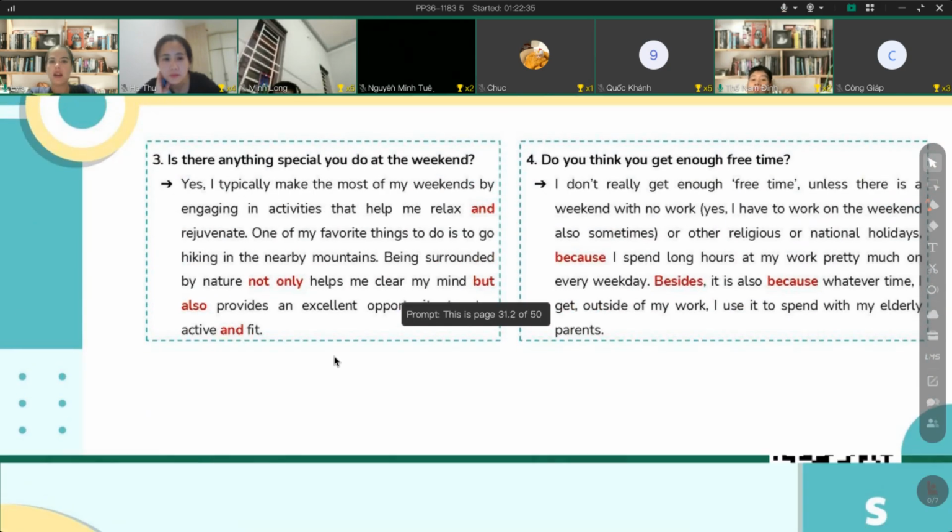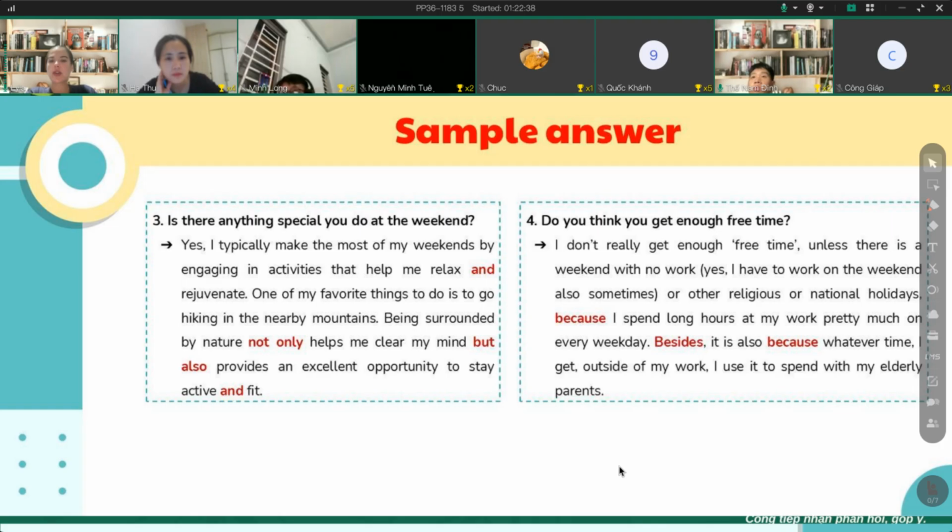Number 3, is there anything special you do at the weekend? Yes, I typically make the most of my weekends by engaging in activities that help me relax and rejuvenate. One of my favorite things to do is to go hiking in the nearby mountains. Being surrounded by nature not only helps me to clear my mind, but also provides an excellent opportunity to stay active and fit.